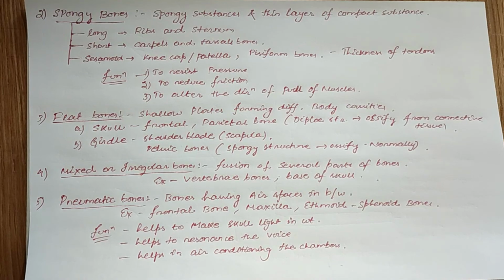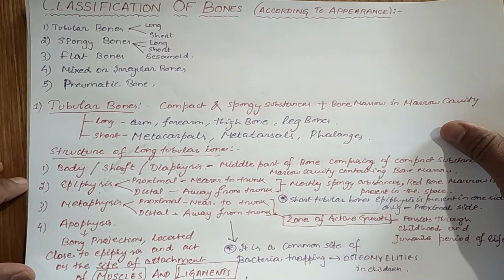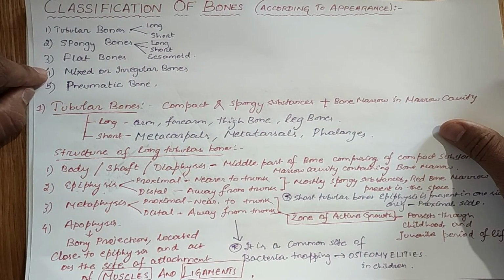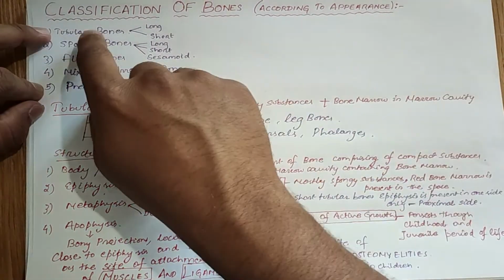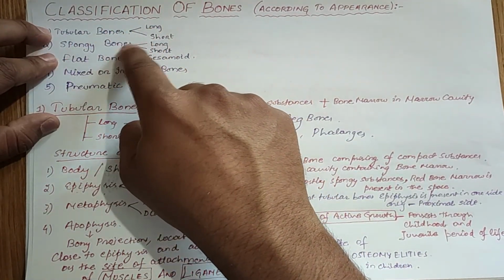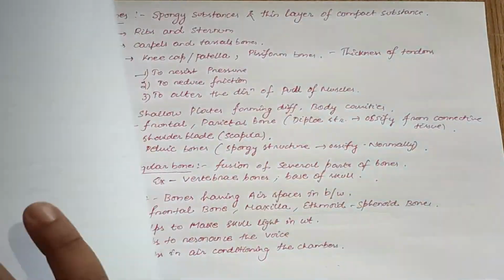So today we learnt about the classification of bones. It is mainly classified into tubular bones, spongy bones, flat bones, mixed or irregular bones, then pneumatic bones. The tubular bone is divided into long and short, and spongy bone is divided into long, short and sesamoid bones. We saw each example also.